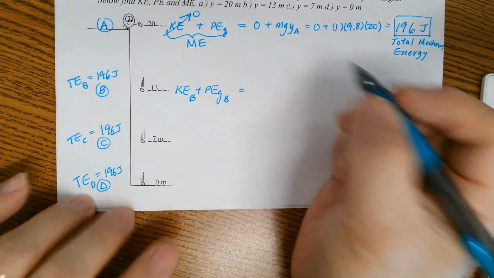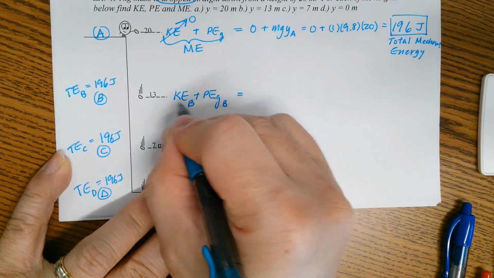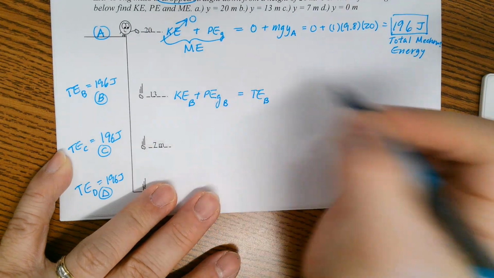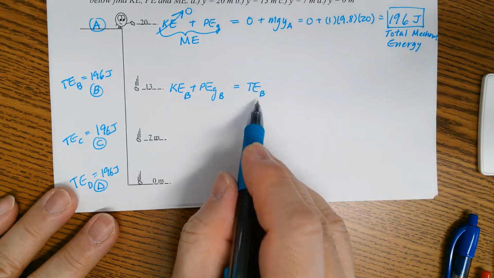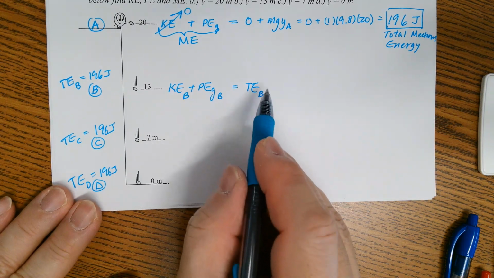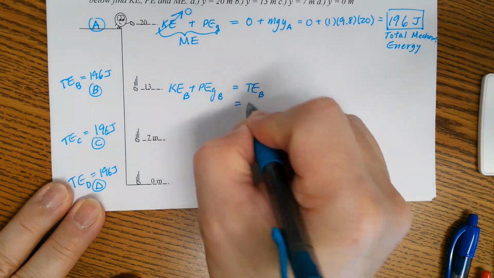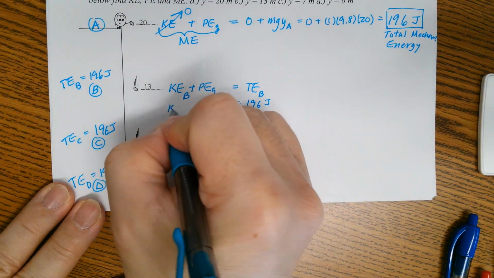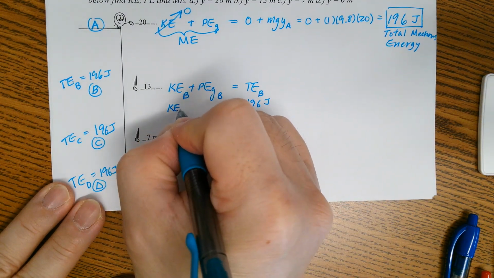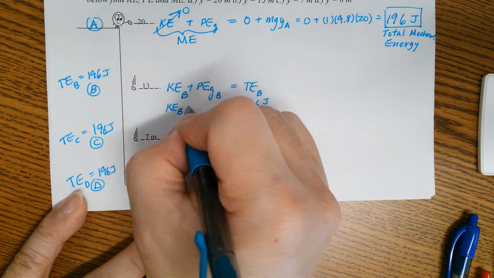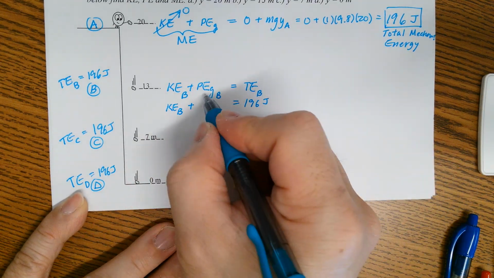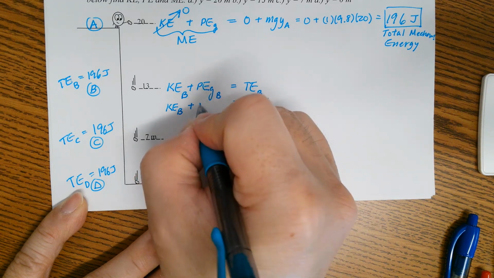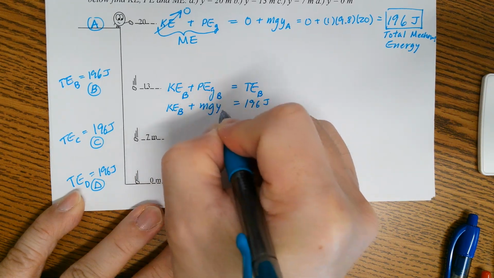Well, when I add these two energies up, that has to equal the total energy at B. We already know how much total energy we have, and that is 196 joules. We don't know exactly how much kinetic energy we have at B, but we could figure it out. But here, I know my gravitational potential energy at B is mgyB.